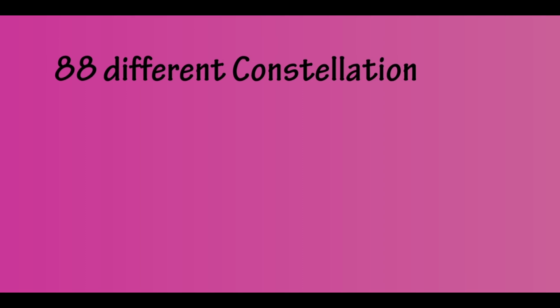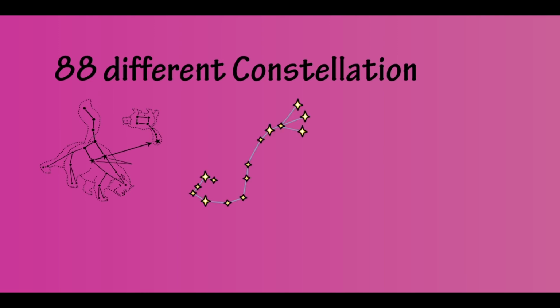There are about 88 different constellations. Some of the constellations are Ursa Major, the Great Bear, Scorpius, Scorpion, Orion, Hunter, and Leo, Lion. Look at some of the constellations.